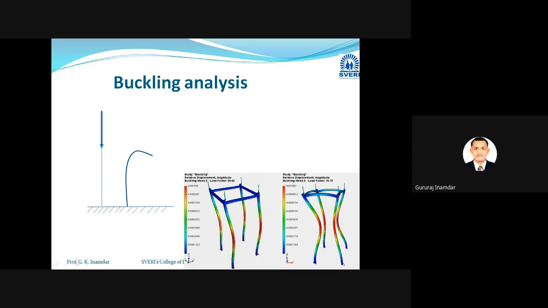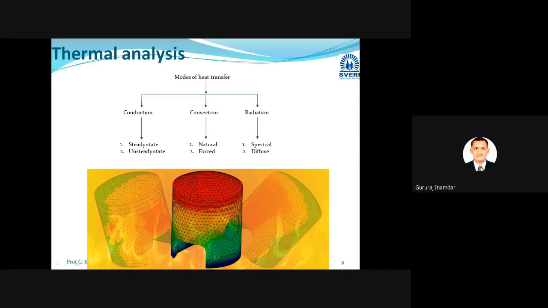Now, buckling analysis. After that, the next analysis is the thermal analysis. The thermal analysis is nothing but the analysis of the effect after heating or temperature variation. What will be the change in our object? This type of analysis is also available in our software.